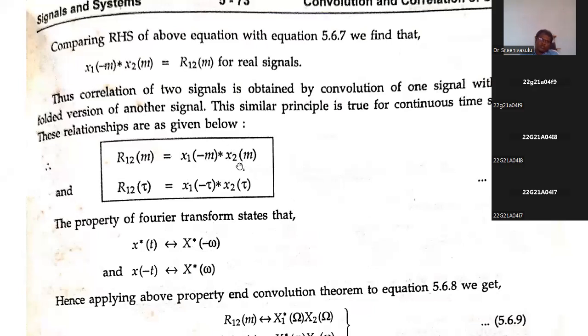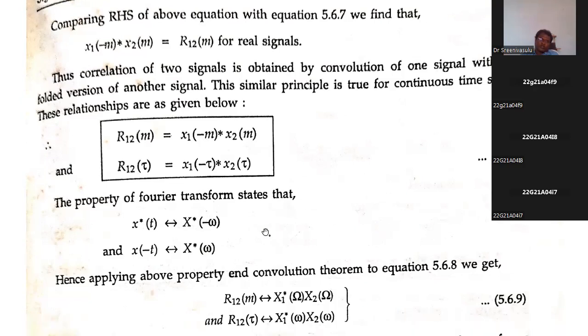Then if you perform convolution, you are going to get correlation. So it is the relation between correlation and convolution. It is for discrete time, and it is for continuous time. You see here, R12 of tau is equal to x2 of tau convolved with x1 of minus tau, the convolution between these two.